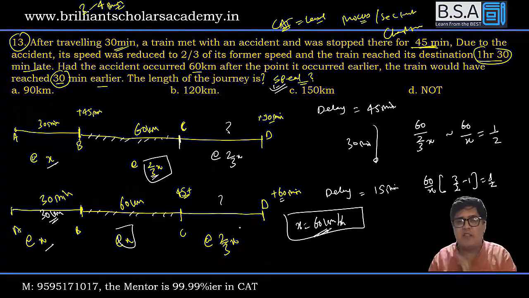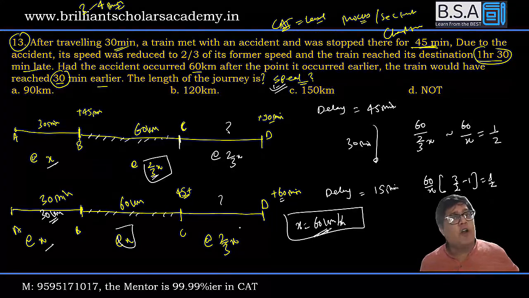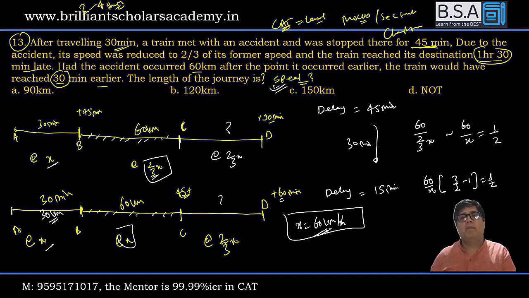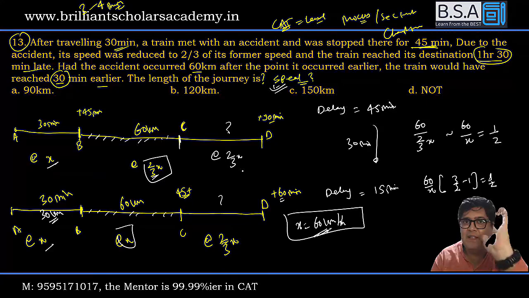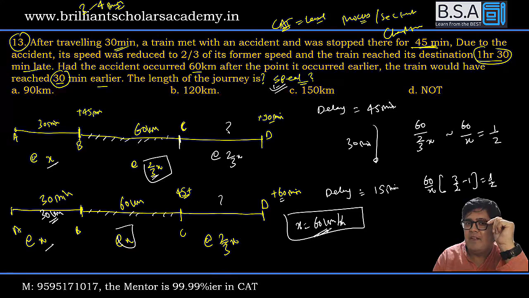Now I need to focus on CD. Now I can do this with long equations and formulas, but I wanted to apply common sense. What common sense? I am traveling the same distance C to D. I am traveling at a slower and a faster speed. I can apply this formula and see how much is the saving time here?